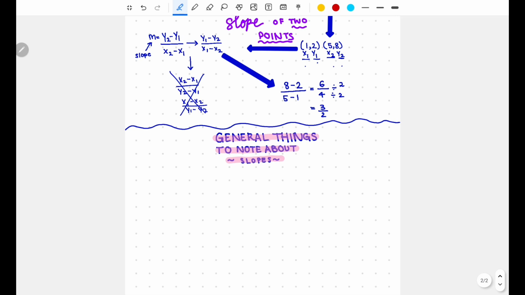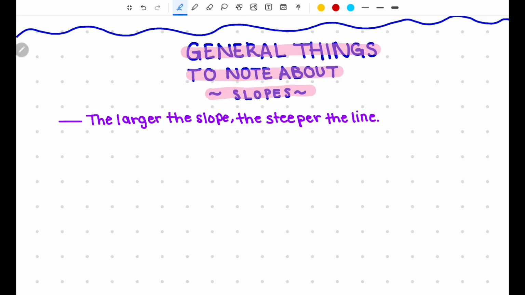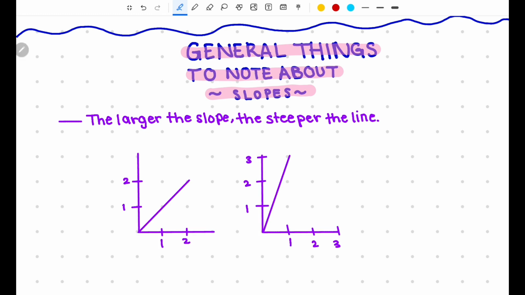All right, now let's move on to some general things to know about slopes. The larger the slope is, the steeper the line that its graph is going to make. Let's test this theory out. I have 2 separate lines. One is steeper than the other. Number 2 is steeper. And we're going to test it out, see which one of these slopes is larger.